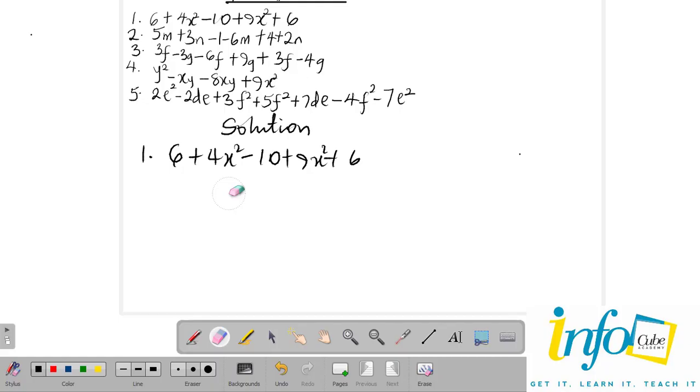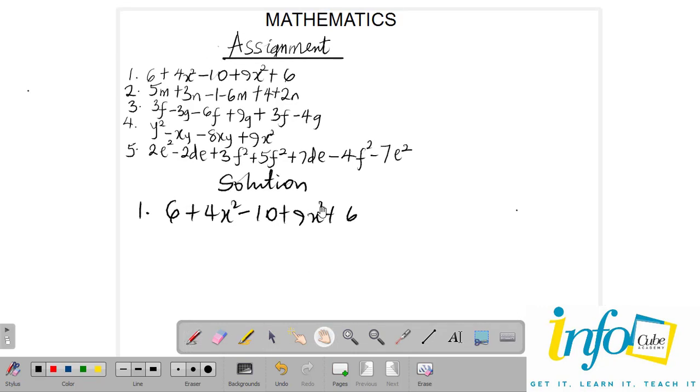Alright, welcome to episode 3 of this algebra series. Today we are beginning with the assignment that was given in episode 2. I gave 5 assignments the other time and I believe you must have solved it, so we are going to solve it now so that you will see where you made mistakes and the ones you got correct.